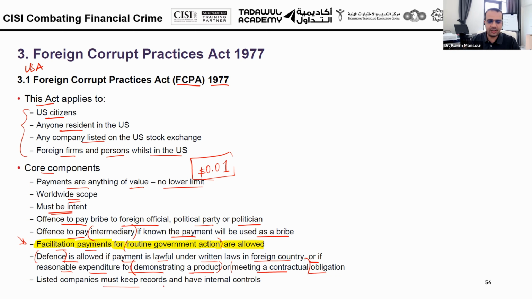Listed companies must keep records and must have internal controls. Obviously, this is something that we all know. Actually, we encourage all companies, both listed and unlisted, to keep records and have internal controls. But listed companies, obviously, because they are public and they have international investors, this requirement is stricter.